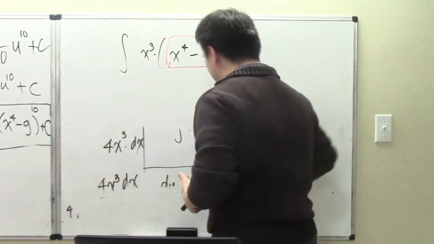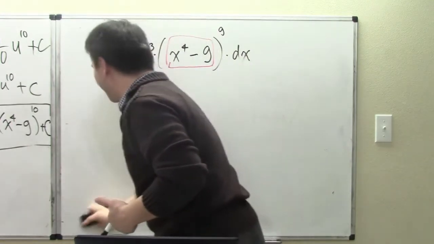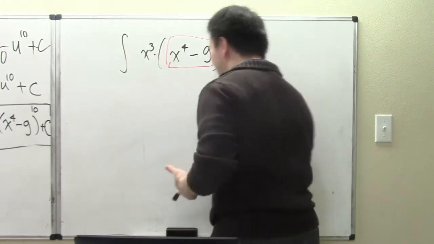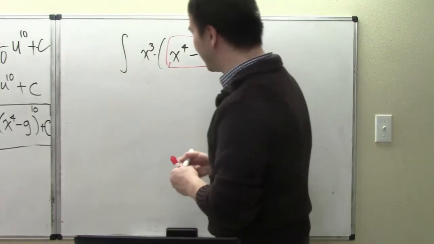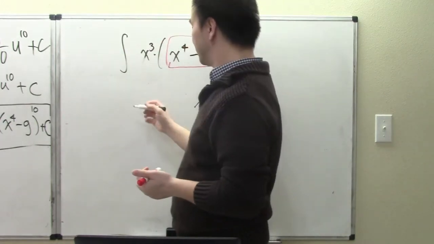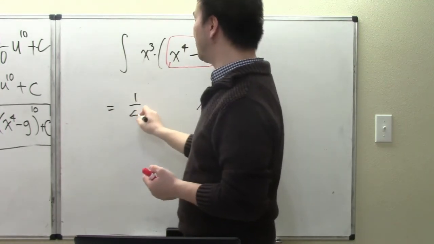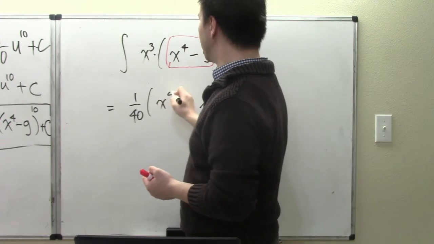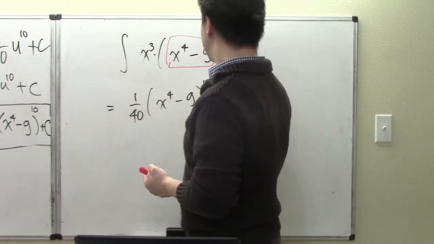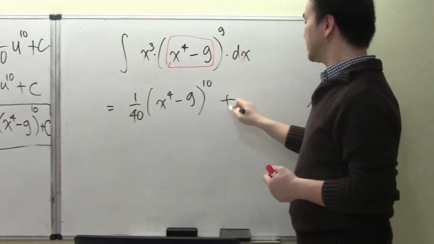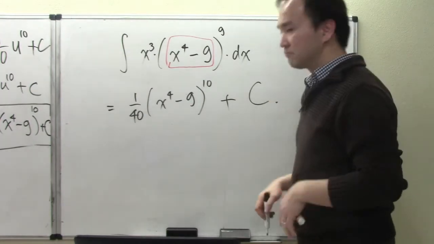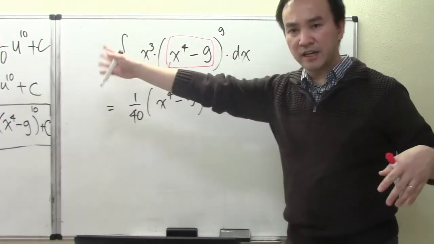So this is what I claim right here. Of course, you follow my video, but I still have to show you this checking work right here. So we say that the answer to this integral is 1/40 times x to the 4th minus 9 to the 10th plus some constant c. That's our answer. How do we know if we didn't make any mistake along the way?